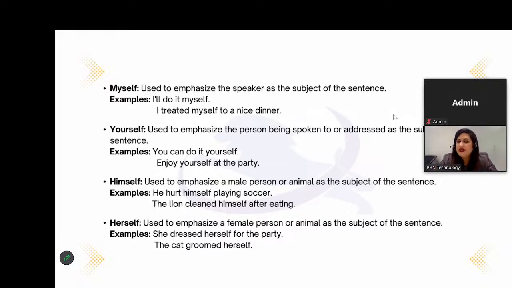Now, if it's a female, you're going to say herself, okay? Herself is used to emphasize a female person or animal as the subject of the sentence. For example, she dressed herself for the party. The cat groomed herself. Now, when is herself used? When you're talking about a female. And where is himself used? When you're talking about a male. So you need to understand the difference between them, because obviously you call him for a man and she for a girl. But obviously when you're talking about someone else, you're going to say herself.